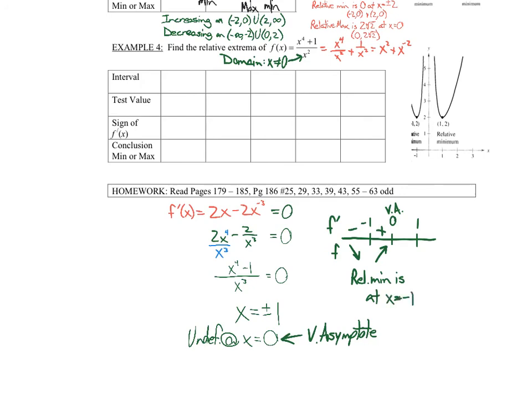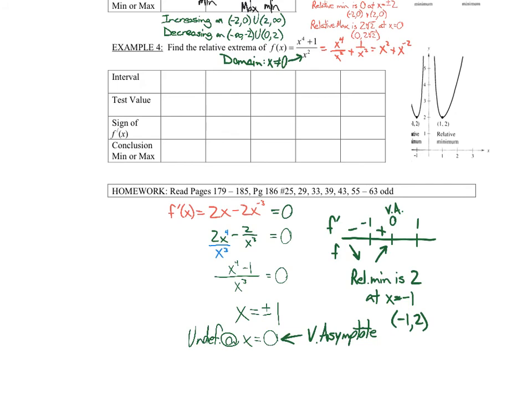Alright, so might as well go ahead and do it now. If I plug -1 into my original function, I get 1 plus 1 over 1, 2 over 1 is 2. So my relative min value is 2 at x equals -1. So the min point, we could say, is (-1, 2). Do you have a relative max?